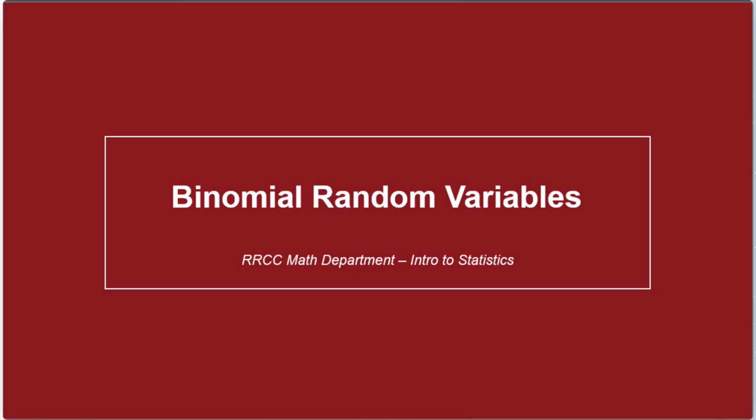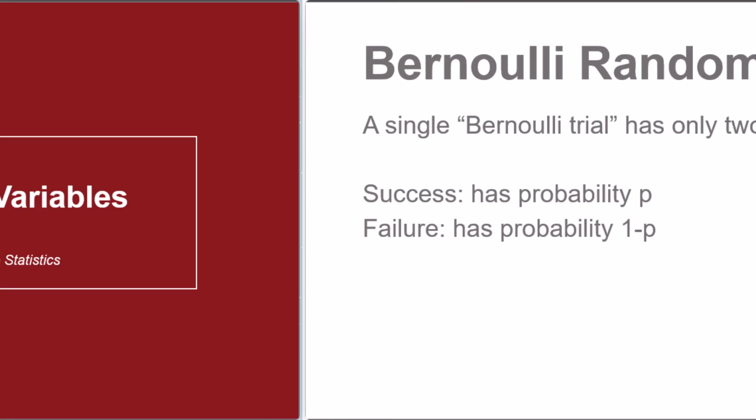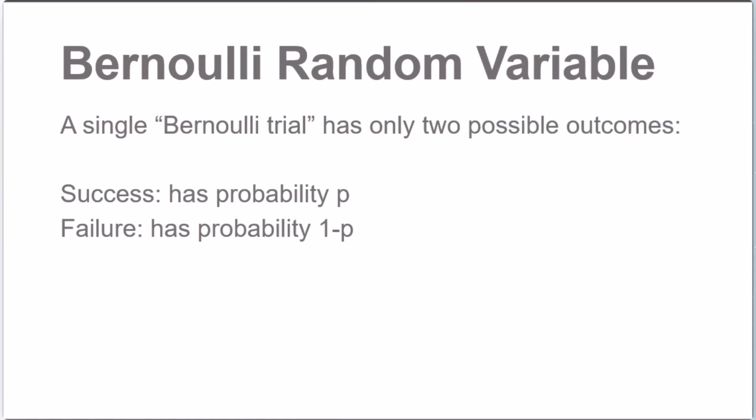Hey everyone, in this video we're going to look at binomial random variables. Binomial random variables are based on a simpler random variable called a Bernoulli random variable or a Bernoulli trial. So a single Bernoulli trial is a random event that only has two possible outcomes, and we call these outcomes success and failure, although they don't actually have to represent any kind of real-world success and failure. Those are just labels we give to kind of an A or B type outcome.